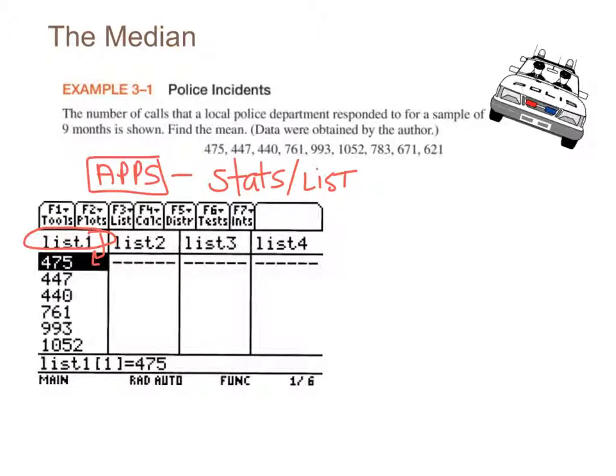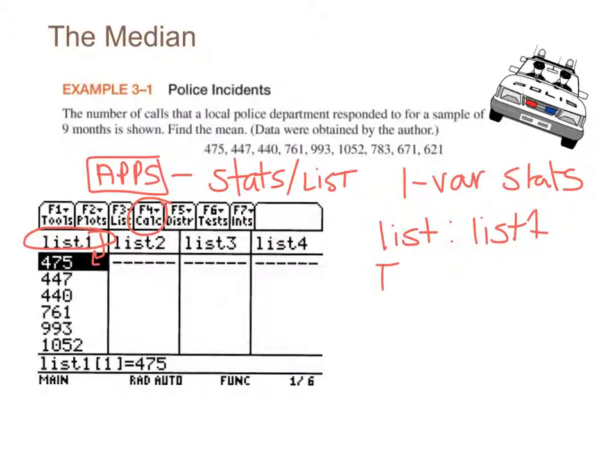Type in your list, and then you're going to choose F4, and then choose one variable stats, and then you're going to make sure that where it says list, it says list 1, and where it says frequency, it does not say list 2. It says the number 1 because each of these things happen one time. You only use list 2 if you're trying to find a grouped mean, like you have a frequency table. You do not have a frequency table here, so you just put your frequency as 1. And then you hit enter.